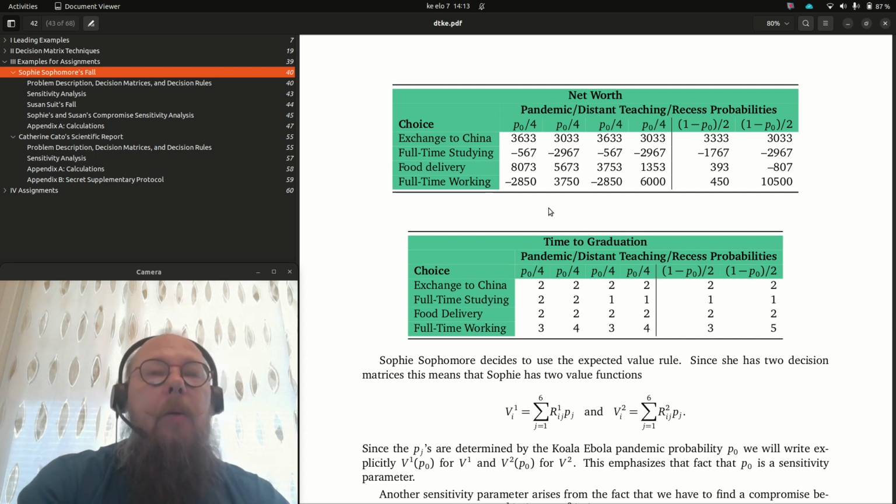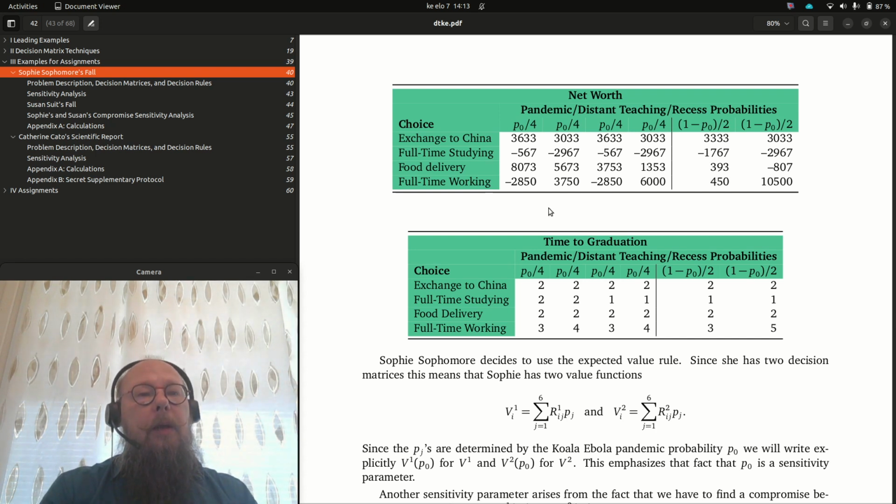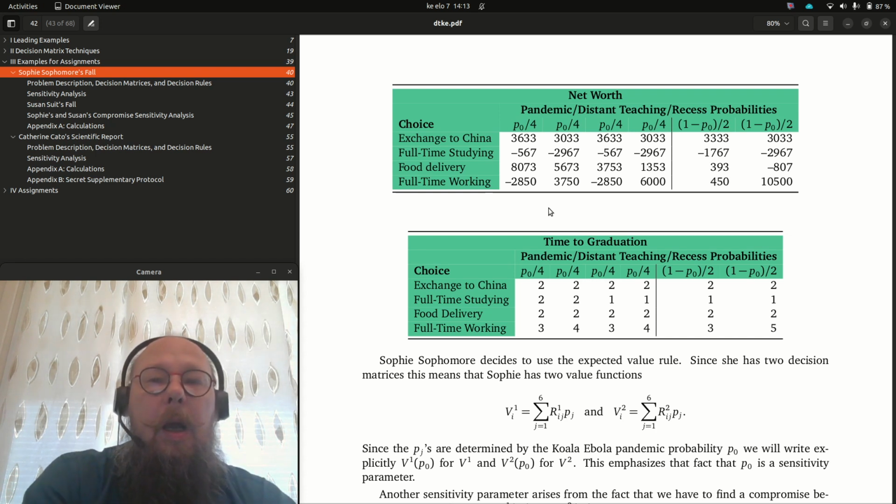All right, now we have the decision matrices, two of them. So then we need a decision rule, or one or many of them. Let's just have one decision rule, and this means that for one decision rule for each of the matrices, there are two value functions. And what is the rule? The rule will be the expected value rule.